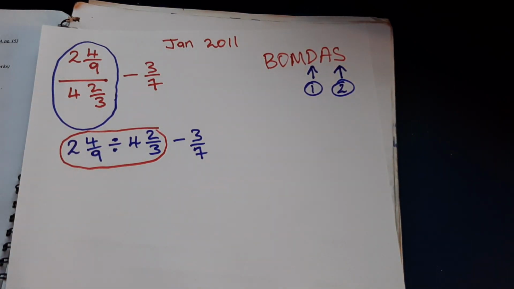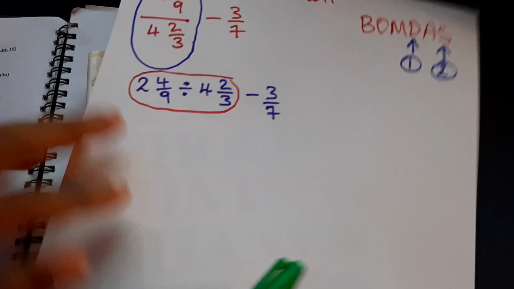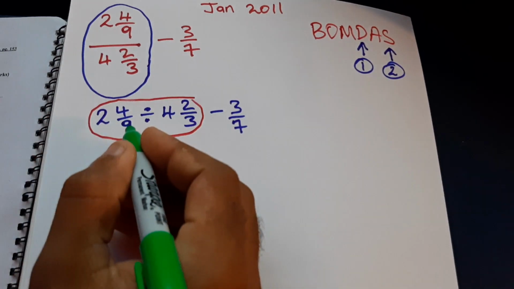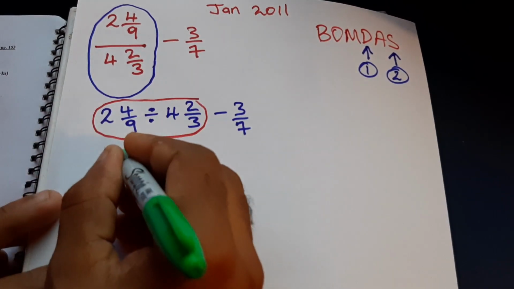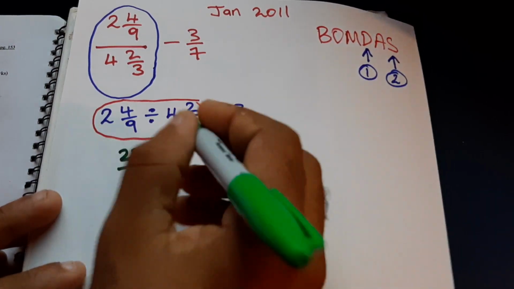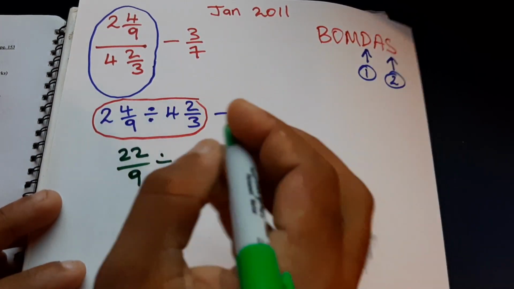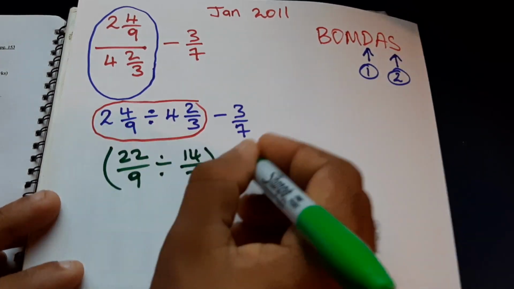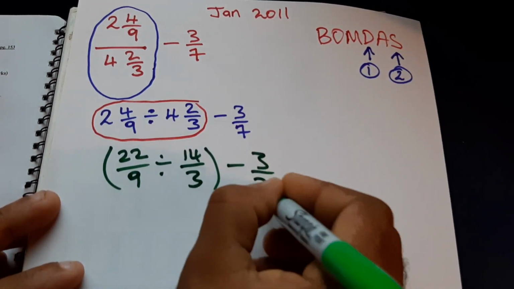All right, so let's get into this question. What we're going to do, we're going to change all the mixed numbers to improper fractions. So I'm going to say 2 times 9, that's 18. 18 plus 4, that's going to give me 22 over 9, divided by 4 times 3 is 12, plus 2, 14 over 3. Put a bracket around it to indicate that I'm working it first. Minus 3 over 7.